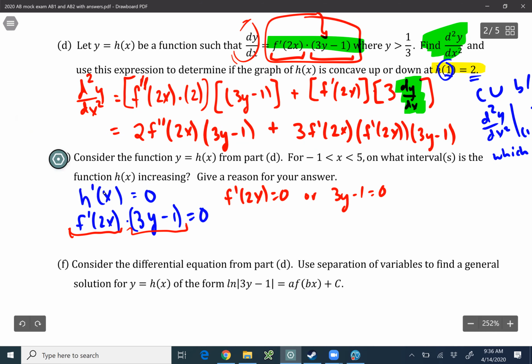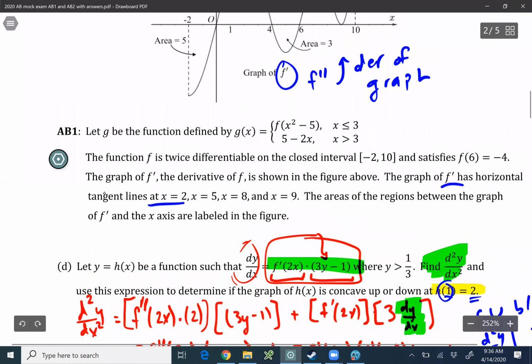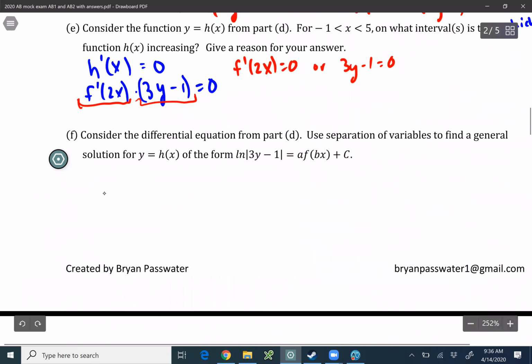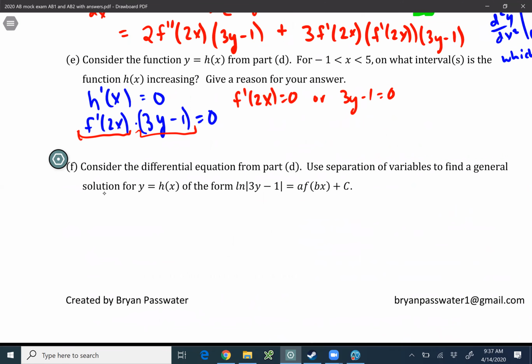Let's just take those one at a time. So for f prime of 2x is 0, really, if we look at that, it's saying, where is f prime 0? It's 0 at 0, at 4, at 6, and at 9. So that's where f prime is 0. But because we have 2x, we need to divide all of those by 2. So that gets this one a little bit different.